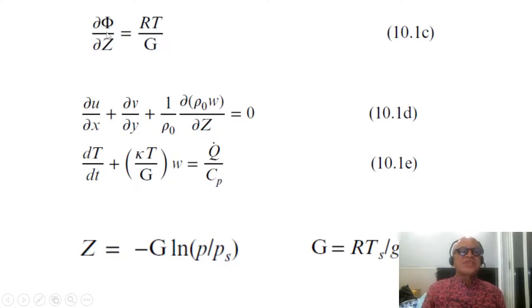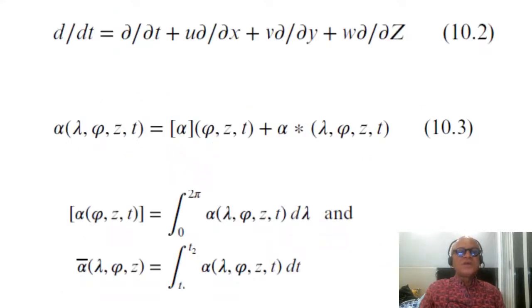The hydrostatic balance is written again in terms of geopotential. Z here is related to the pressure, so it's indeed in the log pressure coordinate. H is our scale height, again given by this expression that we have seen a few times. We have the continuity equation, and we have the thermodynamic equation with the diabatic heating term that is retained here. We'll see the impact of heating on eddy fluxes and so on in a little bit. Of course, here our total derivative is partial time plus u partial dx, v partial dy, and w partial dz, where w is now in this log pressure coordinate.